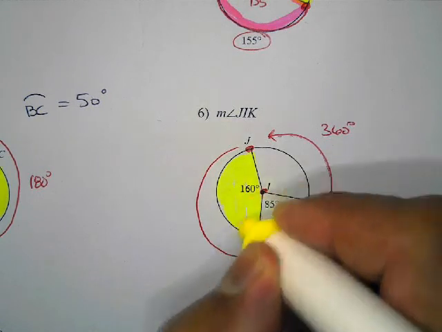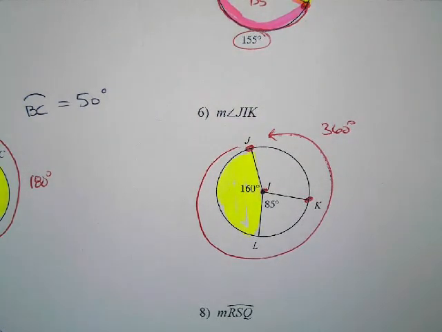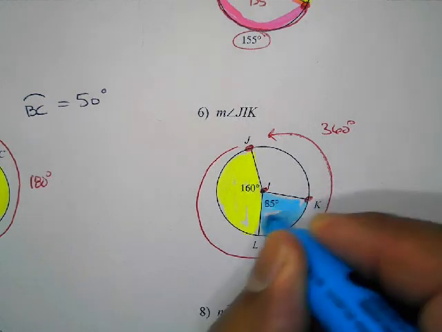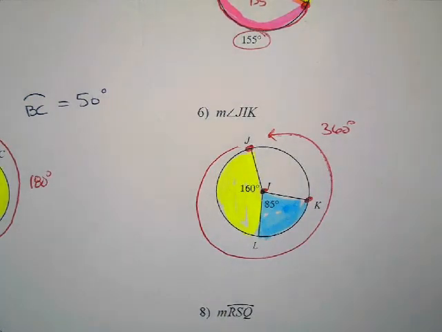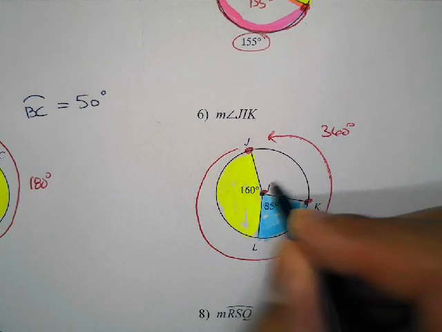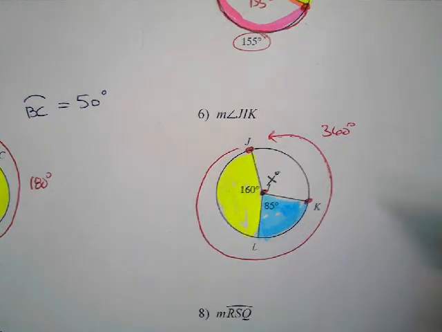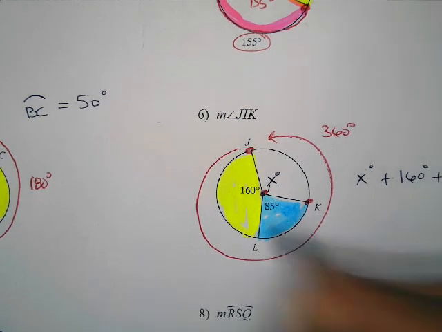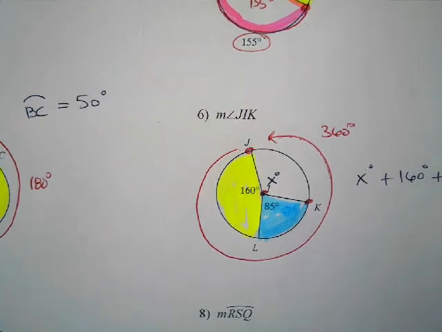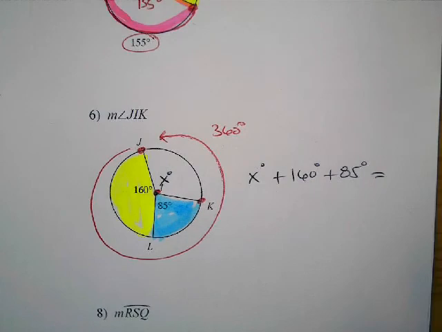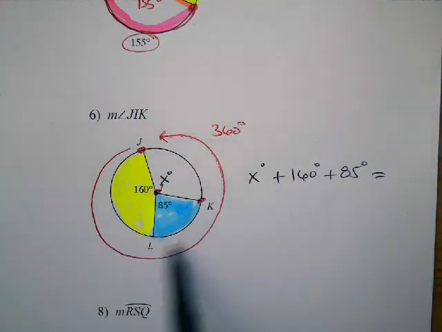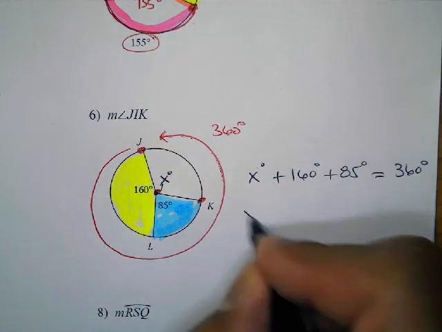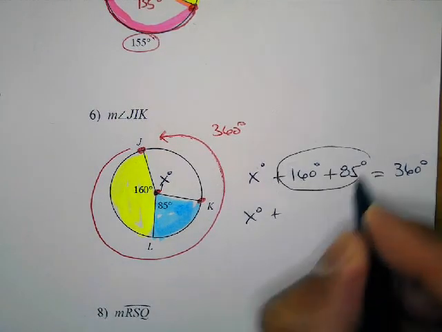See, they already gave you just about the whole thing. They gave you this one was 160, and this one's 85. So I better see an equation that says something like, you could put an x here if you want, to find out the measure of that angle. X plus 160 plus 85 has to equal what? Not 180. Remember, we're covering the whole circle here. It has to equal 360.